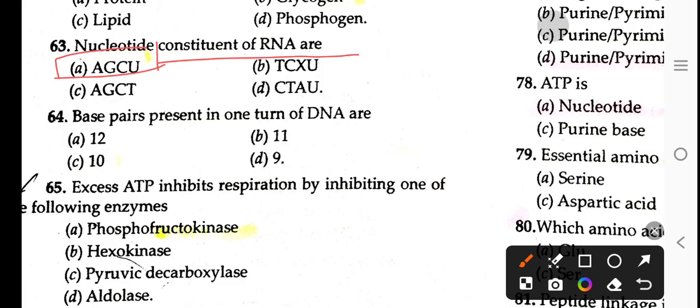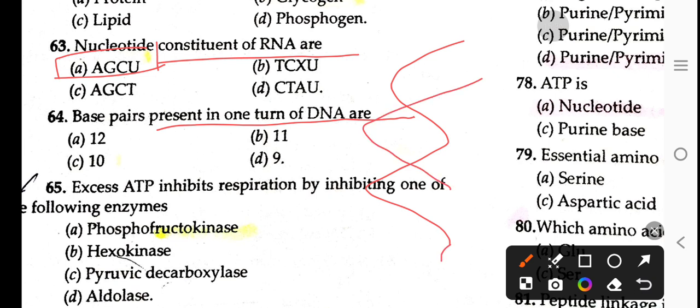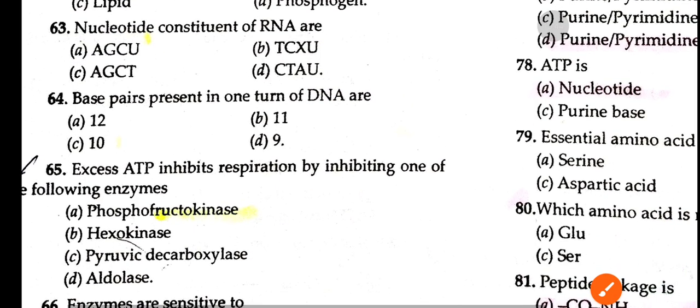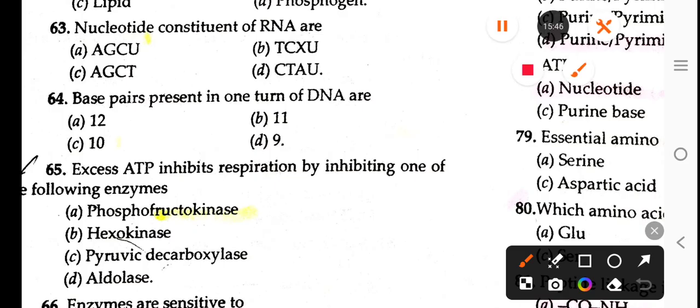Base pairs present in one turn of DNA. So if we draw DNA, from this to this space is called one turn of DNA, one helix, one spiral. It consists of 10 base pairs. So it consists of 10 base pairs. So option number C is the right answer.